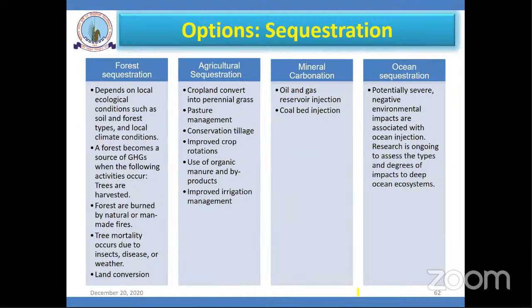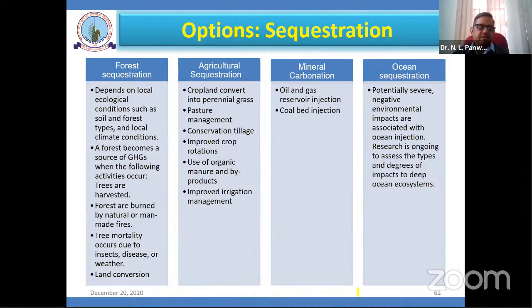So convert the barren land into arable land. Certainly you can install more planting material, which grows and absorbs more atmospheric carbon dioxide. As far as agricultural sequestration is concerned, cropland is converted to perennial grasses. More perennial grasses can be established, and pasture management, conservation tillage and crop rotation methods are another sequestration option.